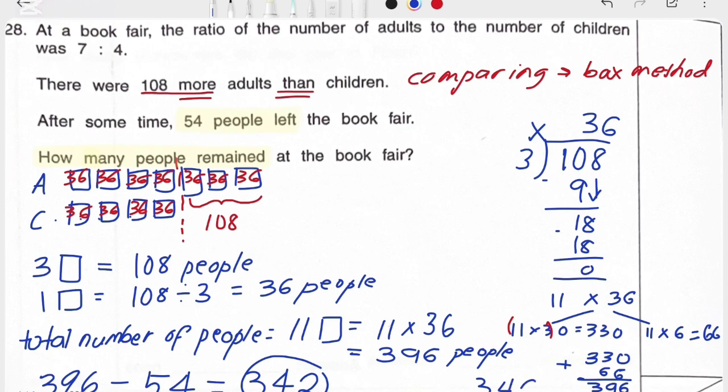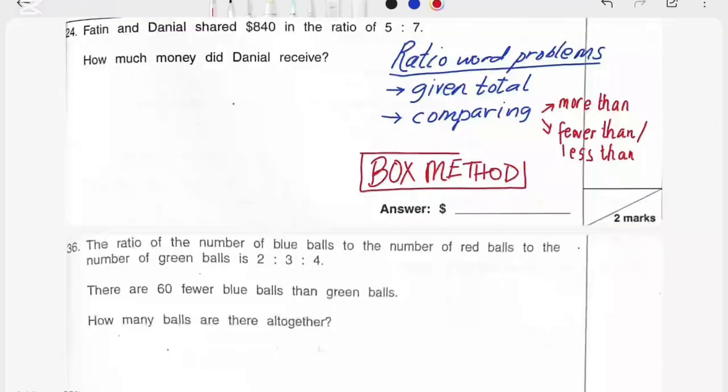So guys, just remember, whenever you come across ratio word problems where the total is given or where it's comparing between 2 or 3 ratios, apply the box method.